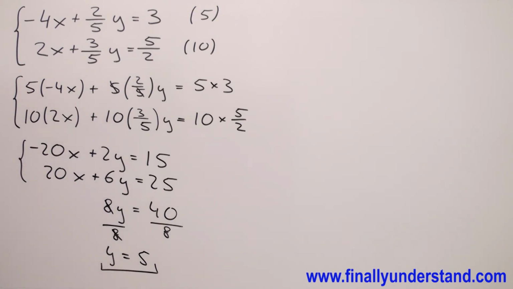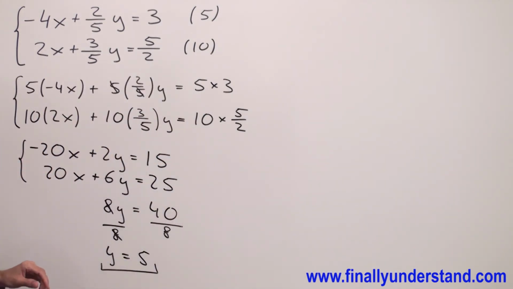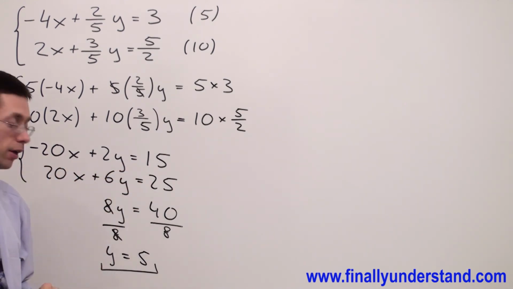Okay? Next, we're supposed to find the value of x. You're supposed to take one of these equations, or you can take the simplified version. You can take one of these. So always take the one which has the lowest numbers, okay? So I'm going to take the first one, because I have 2 instead of 6 and I have 15 instead of 25. So the numbers are simpler.